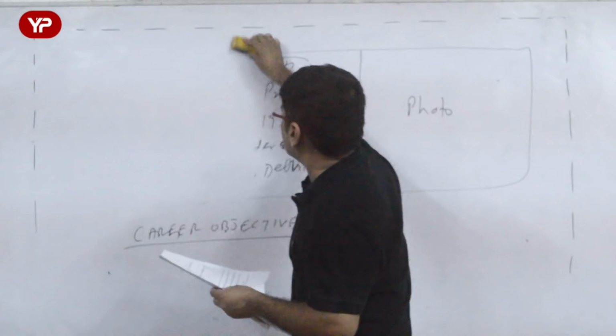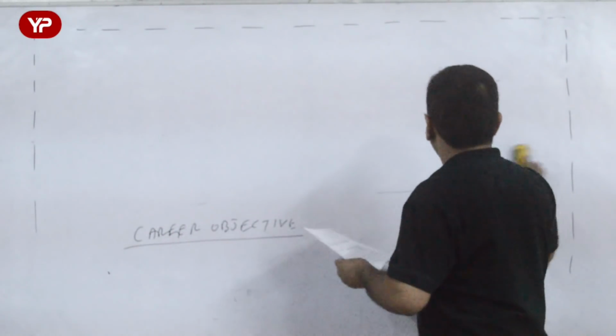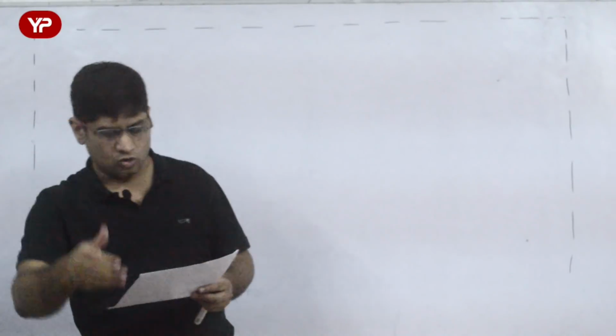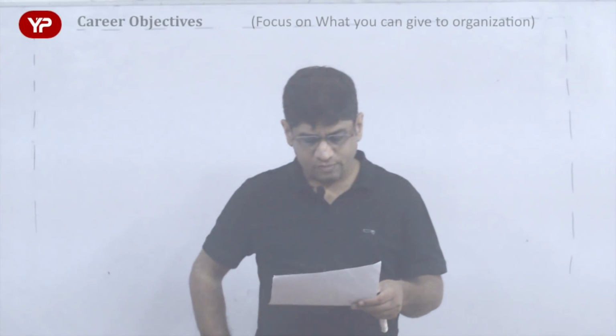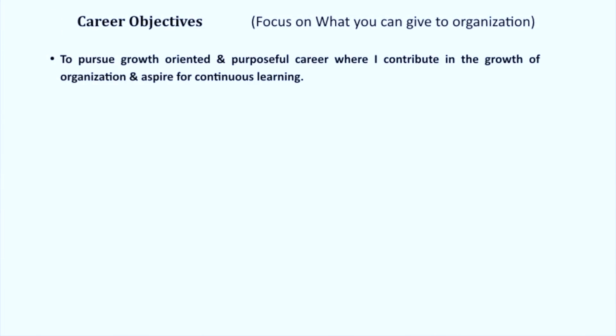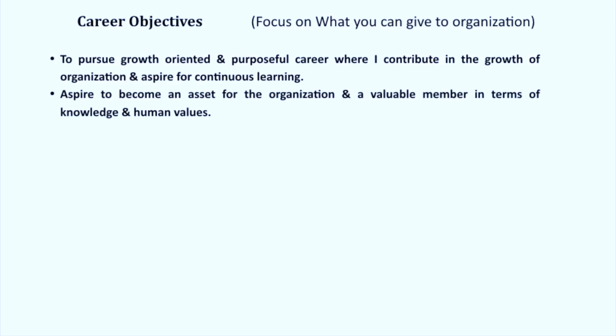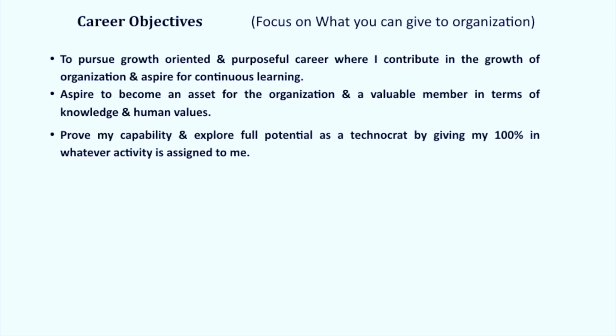So let me read some lines. As I read these lines, they will be projected for you, and you can note them down. You can use those lines in combination. To pursue a growth oriented and purposeful career where I contribute in the growth of the organization and aspire for continuous learning. Another can be: aspire to become an asset for the organization and a valuable member in terms of knowledge and human values. Prove my capability and explore full potential as a technocrat by giving my 100% in whatever activity is assigned to me. These are one-liners or two-liners only that you have to tell as career objectives.